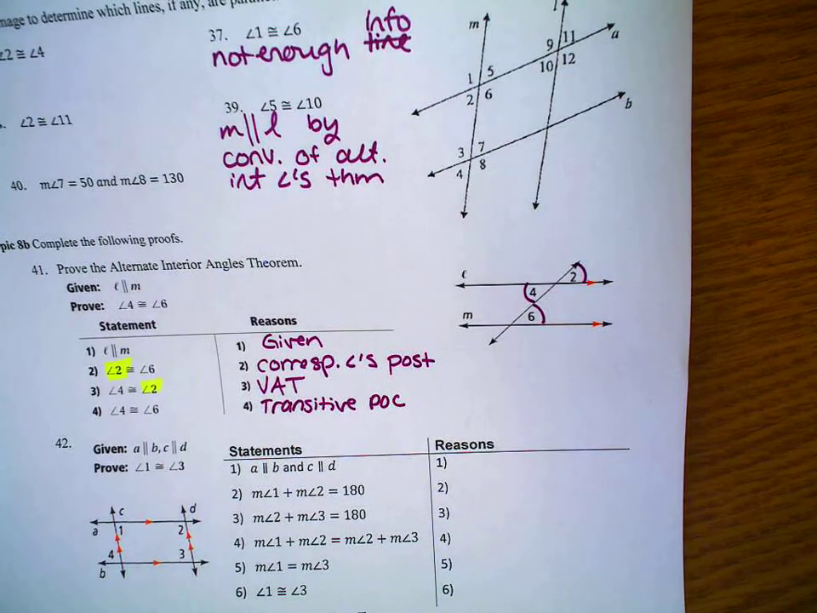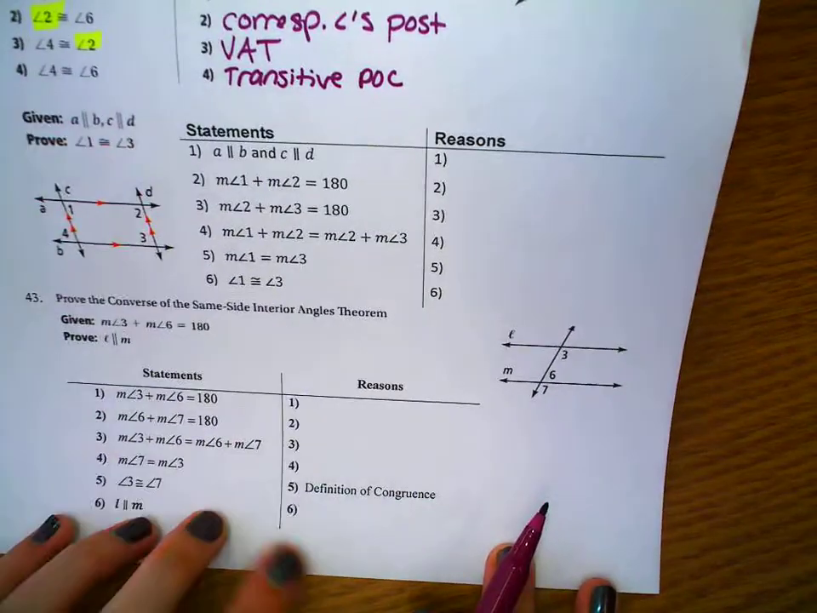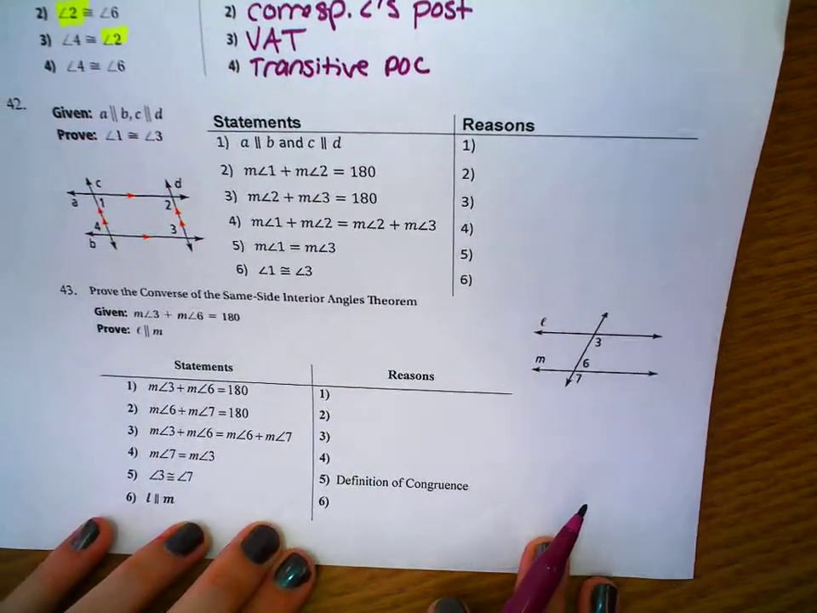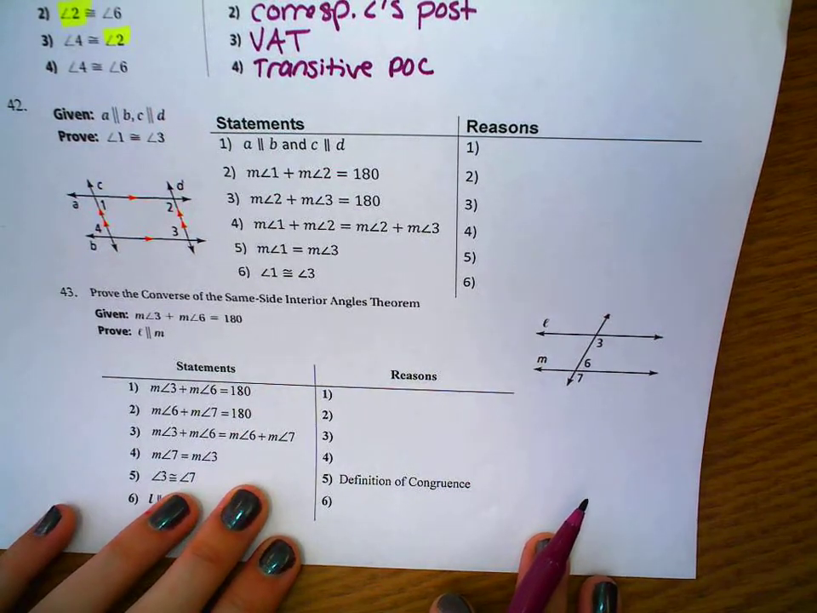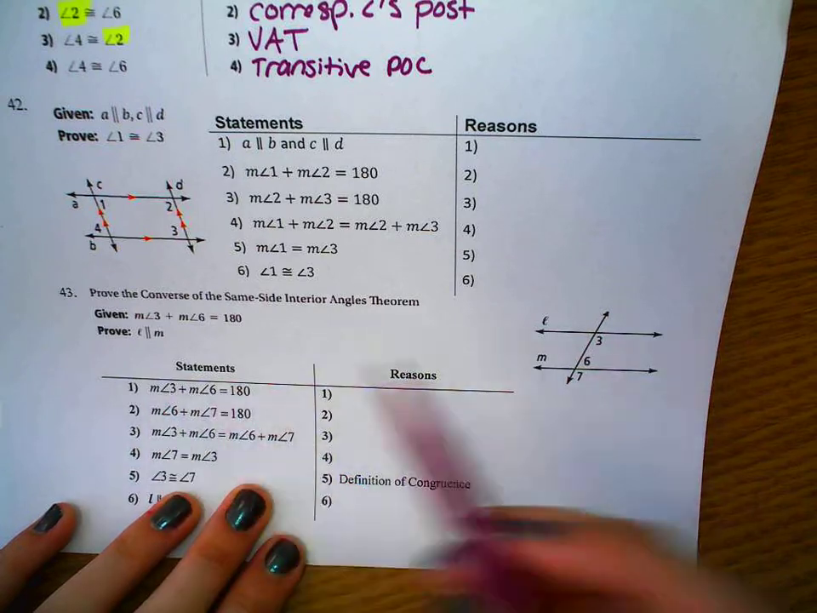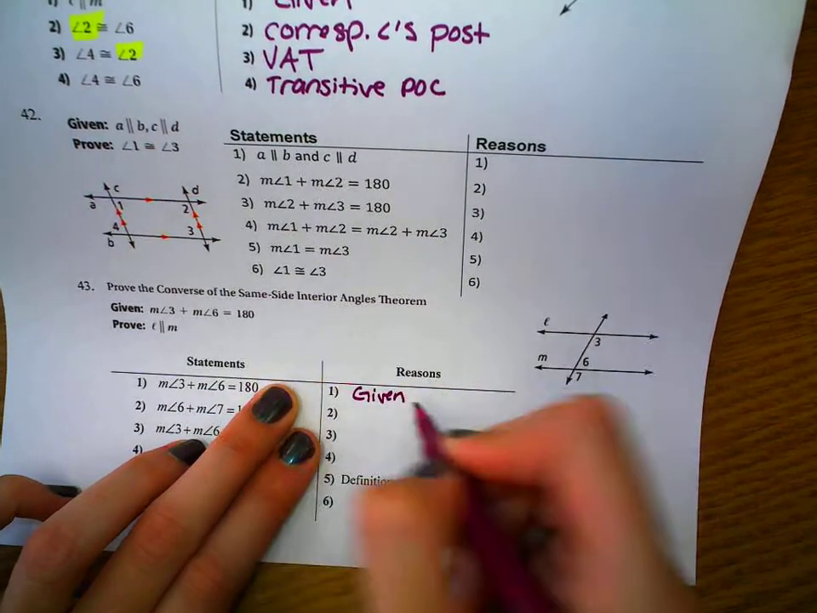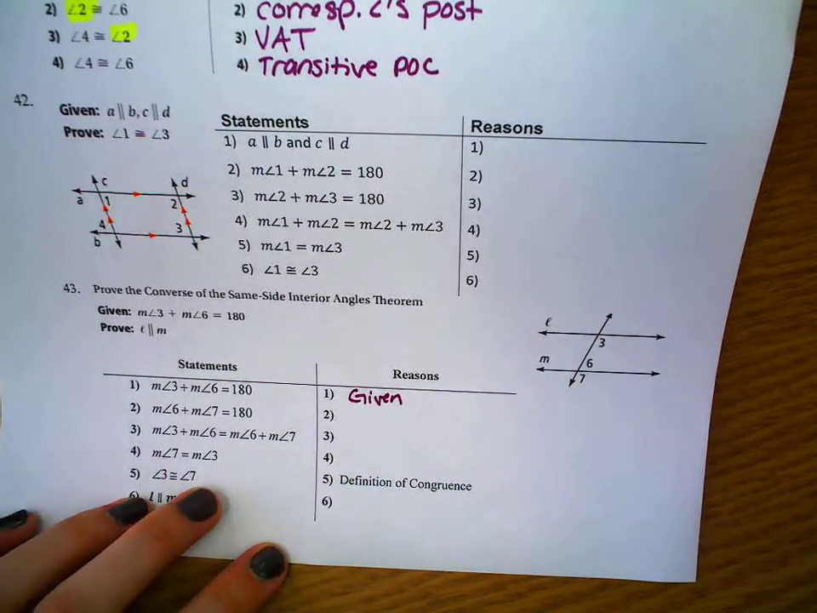Okay, 43. 43 is proving the converse of the same side interior angles theorem. We're proving the converse. So, I would like to have that it's given that the measure of angle 3 plus the measure of angle 6 equals 180 degrees. So this is my first statement. My first reason is that this is given.